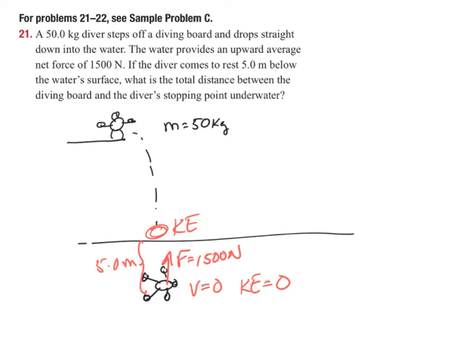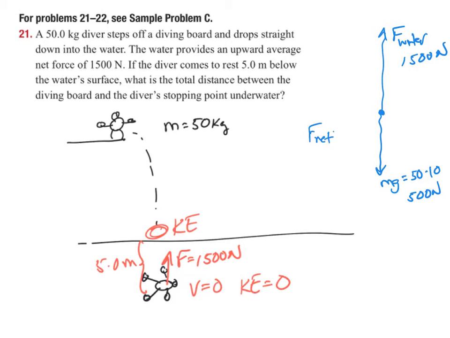So let's look at a force diagram of the diver while he is in the water. Don't forget he's got mg going down, which is 500 newtons. He's got this 1,500 newtons from the water going up. So he has a net force of the 1,500 up, the 500 down. It's 1,000 newtons upwards, okay?